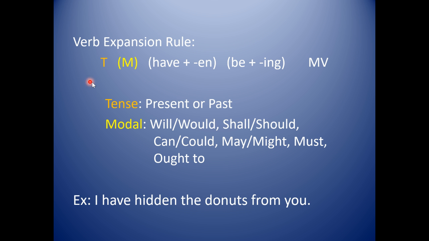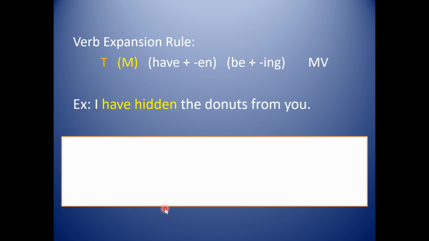But when we build the verb expansion rule and we actually take apart a verb, as we're going to do next, we're simply going to work our way down logically from the beginning all the way to the end, and we're simply going to show how these parts create all the verbs in the English language. So if I took a sentence like, I have hidden the donuts from you, and I take this verb have hidden, I can change it into the verb expansion rule and show how logically have hidden is created using this mathematical formula.